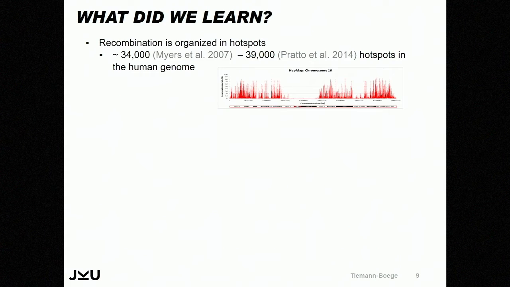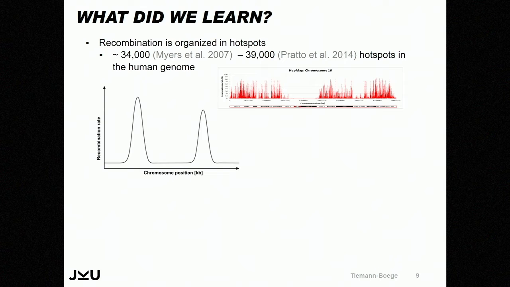We also learned that the human genome is full of these recombination hotspots. You have seen this from Simon's talk beforehand. And right now we count about 34,000 hotspots and 39,000 double-strand break regions in the human genome. So the nice thing about these studies is that we have maps of where recombination is localized in the human genome. So if you're wondering whether you have a particular region that has a recombination hotspot, you can actually look up those coordinates.